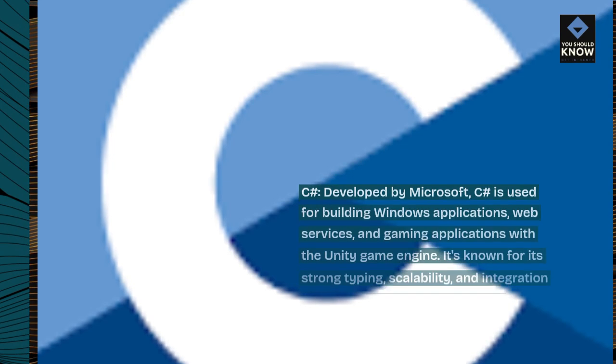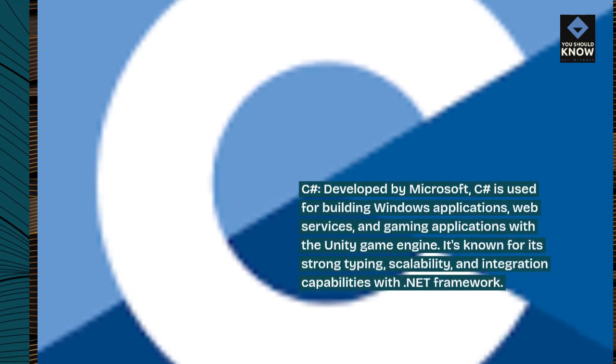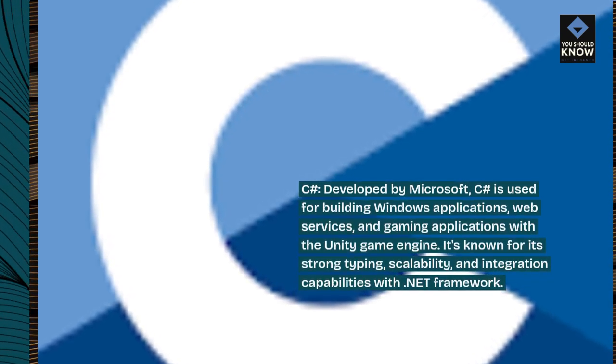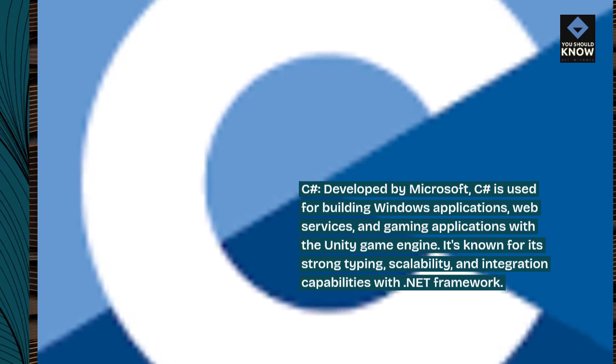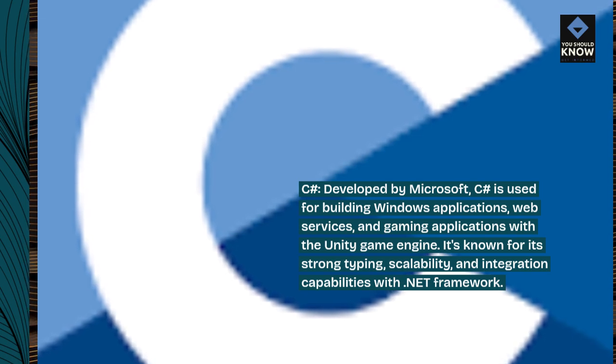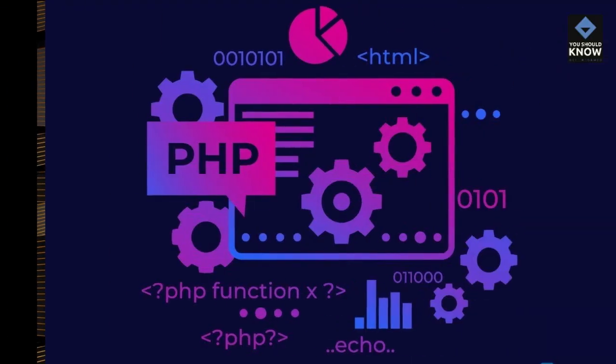C#. Developed by Microsoft, C# is used for building Windows applications, web services, and gaming applications with the Unity game engine. It's known for its strong typing, scalability, and integration capabilities with the .NET framework.